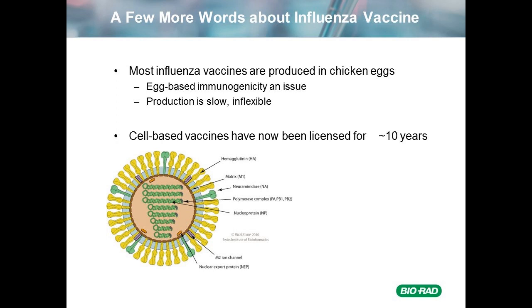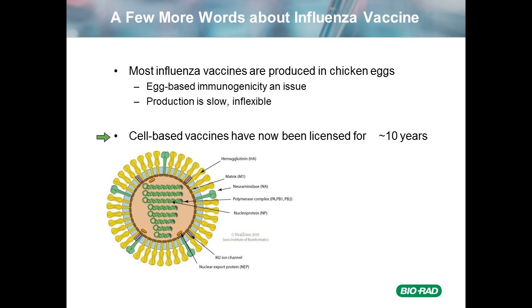I want to say a few more words about influenza, which if you recall I mentioned when I was talking about CHT. Most influenza vaccines are produced in chicken eggs, millions and millions and millions of chicken eggs. There are a couple issues with this, although it's been highly successful, obviously, over the decades. Egg-based immunogenicity can be a problem. If you've ever had an egg-based product, you know that on the form you have to fill out, you have to indicate that you do not have an allergy to eggs. And because you're dealing with millions and millions of chicken eggs, production can be slow and is somewhat inflexible.